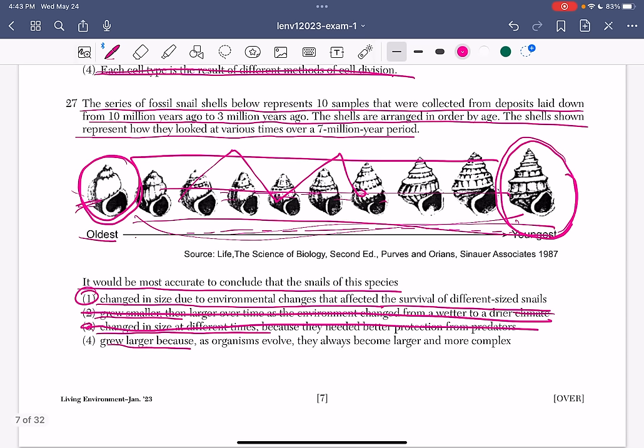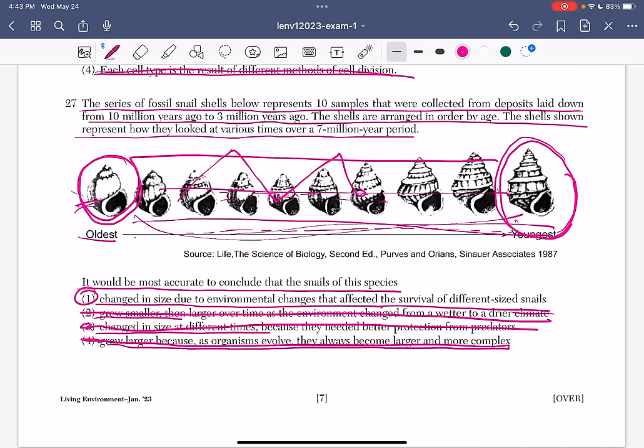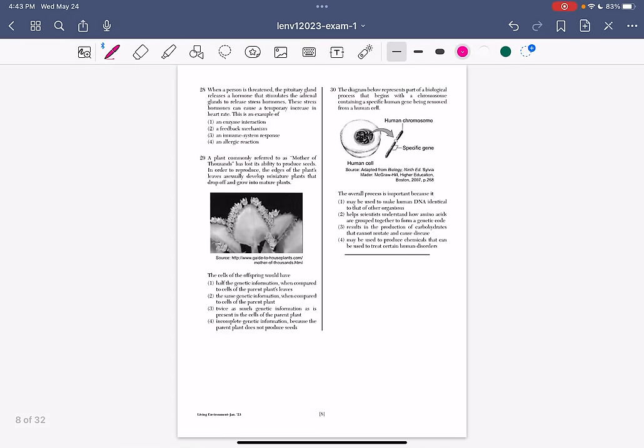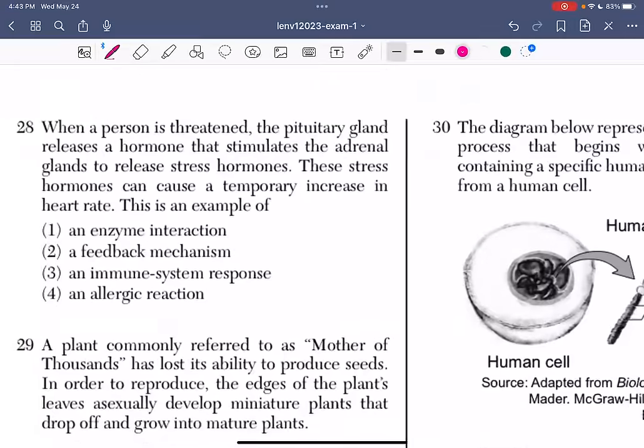Grew larger because as organisms evolve, they always become larger. No, that's not true. Organisms can become smaller, not larger. It all depends on the situation and natural selection. So the best choice for 27 is 1. We're almost done with part A. Look at that. We're on our last page.